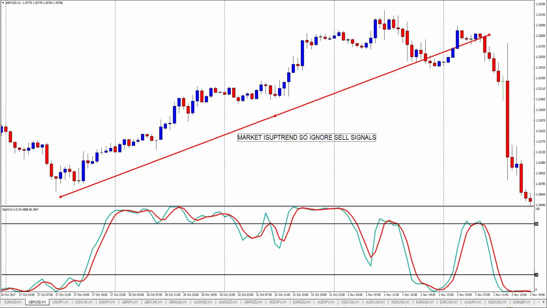So because of that, you need to look for something else that will help you to identify the trend, and that's your moving average. It's better to stick with your moving average.